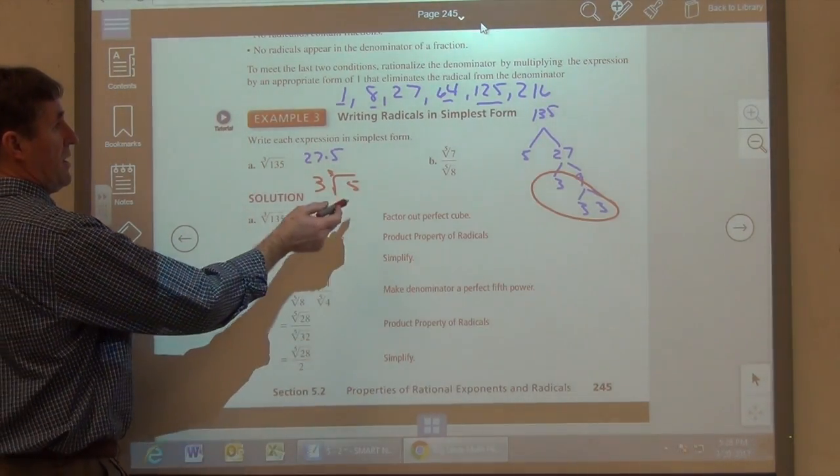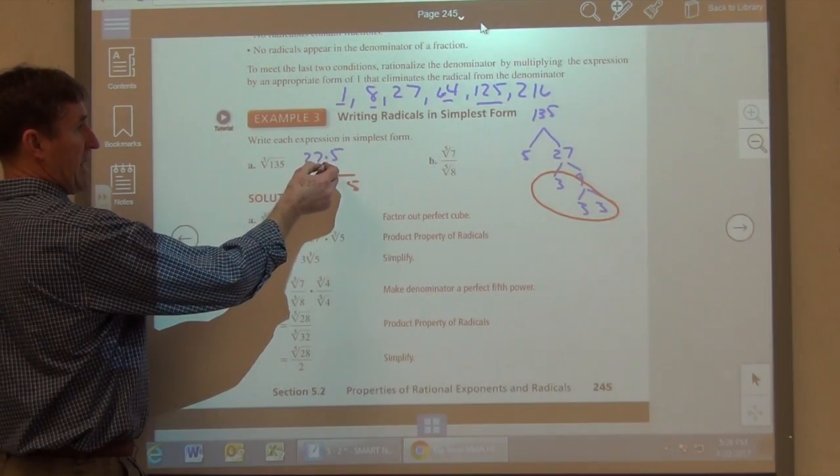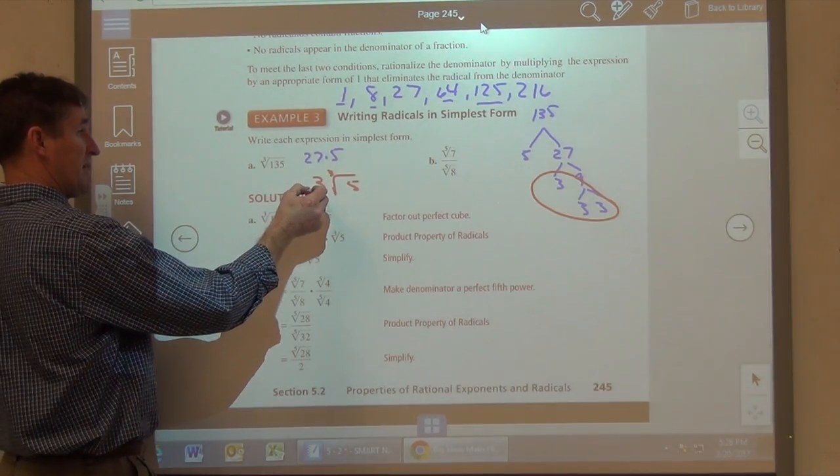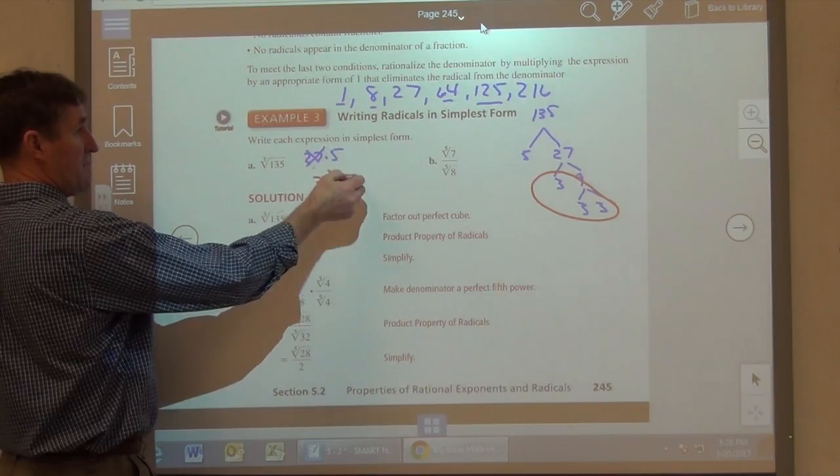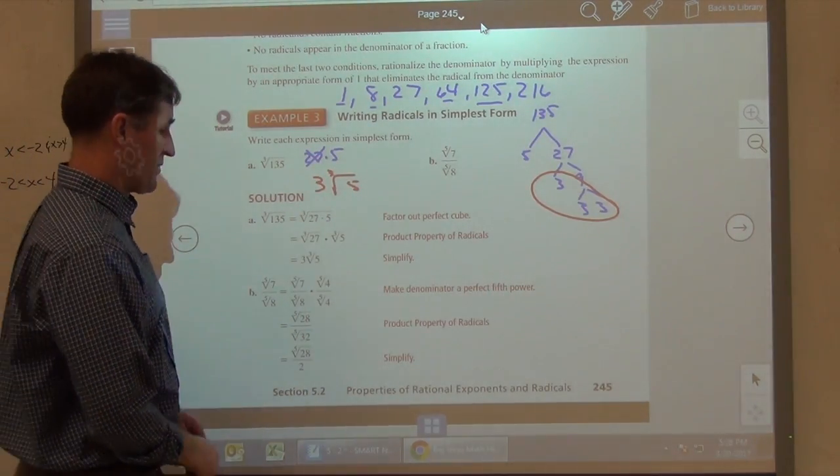And so, if I break it down this way, I would just say the cube root of 27 is 3, and then that's gone, and then the 5 goes inside. So whatever works best for you.